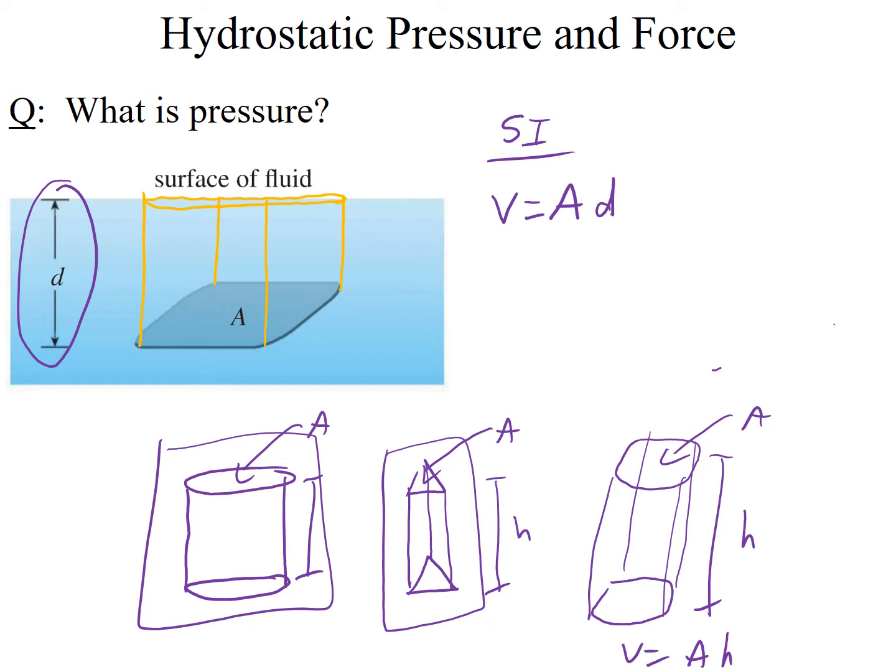Okay, so then we can find the mass, because the mass from the last slide was density times the volume. So it's the density of water times, then the volume is A times D. So that's the mass.